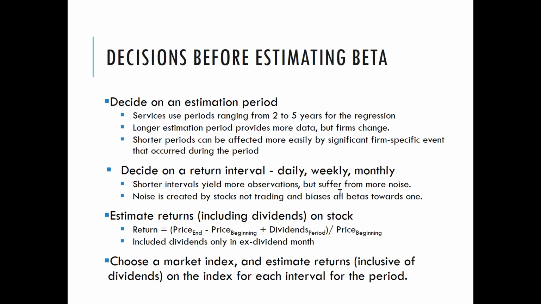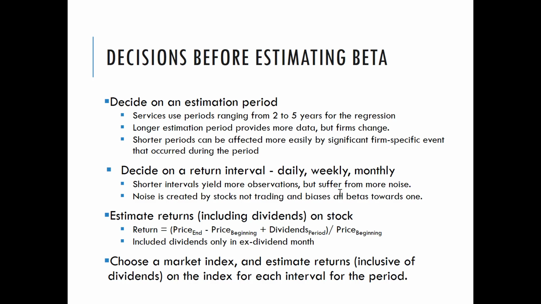So one is the estimation period. How far back do you go? Do you go back 1 year, 2 years, 5 years? Generally 2 or 5 years is the most common. The longer back you go, the more data you get. The more data you get, the lower your standard error becomes, which is a good thing, but because you go back further in time, the less relevant the data becomes. It comes at an expense.